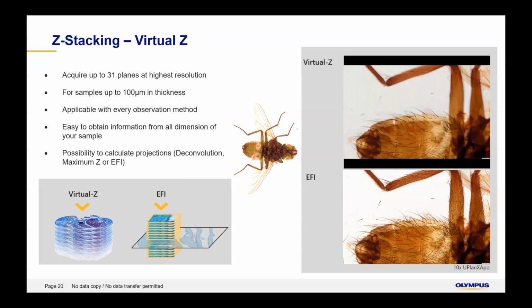Below that is an example of an extended focus image, or EFI, in which the Z information has been compressed into a single plane, in which the most in-focus pixels are selected and used to construct a single plane image. I'll talk a little bit more about this on the next slide.